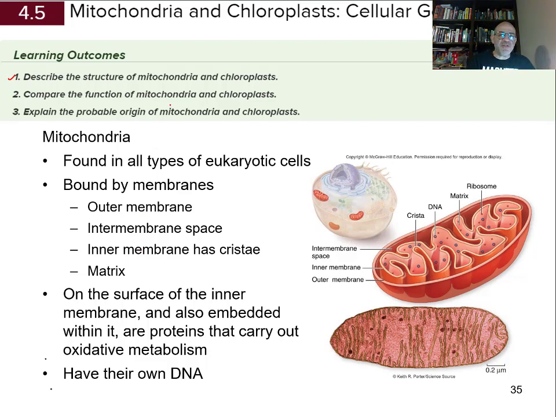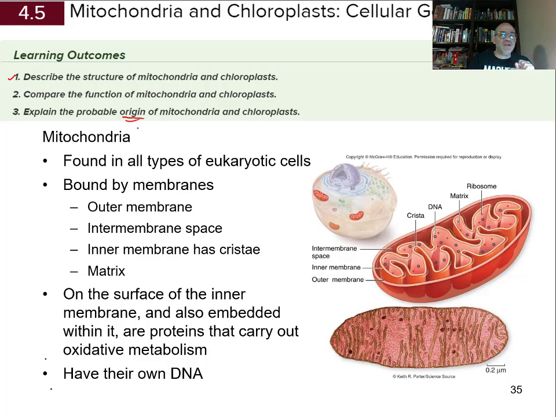Second objective is to compare the functions of each one. Mitochondria and chloroplasts are different, what they do, and then explain where these organelles came from. These organelles, their origin is not the endomembrane system. They have a different origin. So we just finished talking about the endomembrane system.